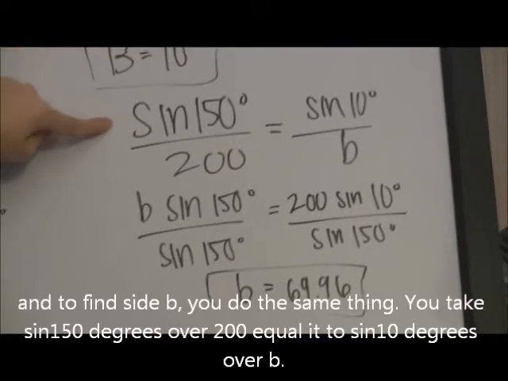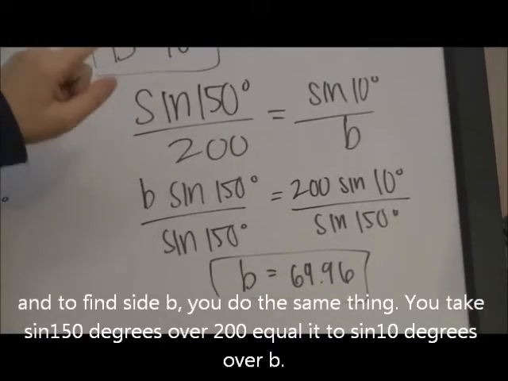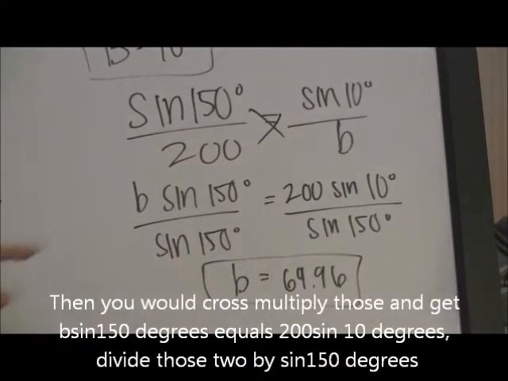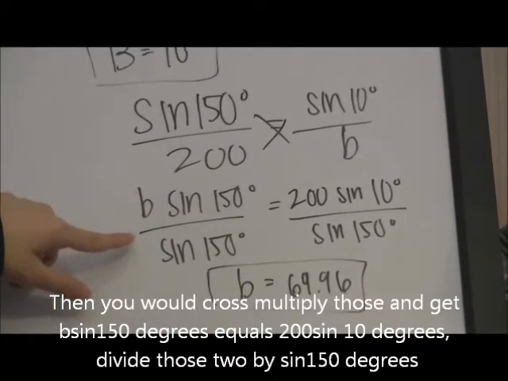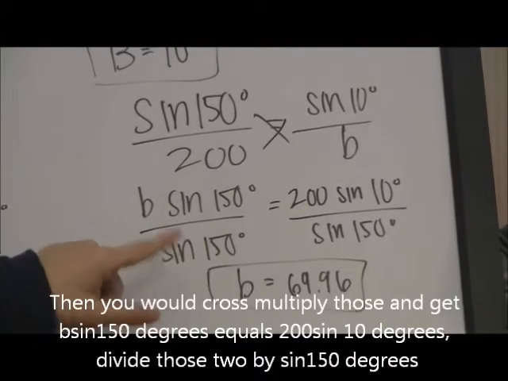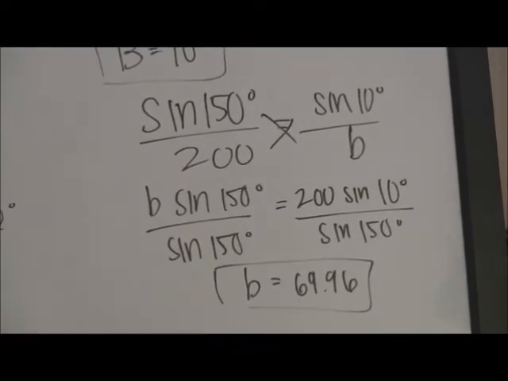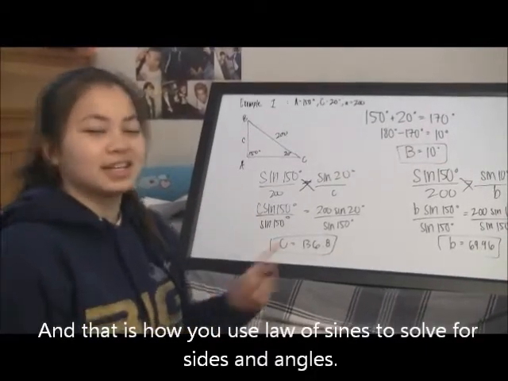To find side b, you do the same thing. You take sin 150 degrees over 200 and set it equal to sin 10 degrees over b. Then you cross multiply, and you get b sin 150 degrees equals 200 sin 10 degrees. You divide both sides by sin 150 degrees to get b by itself, which is 69.96. And that's how you use the law of sines to solve for sides and angles.